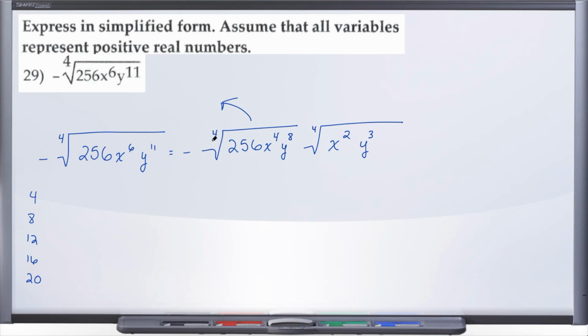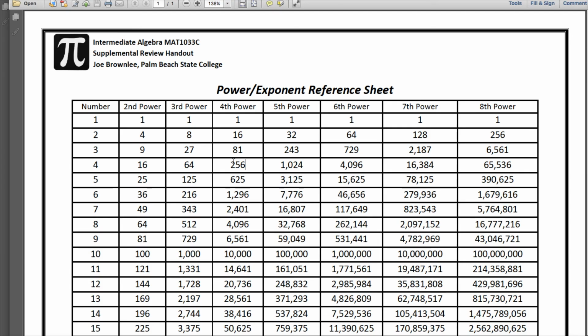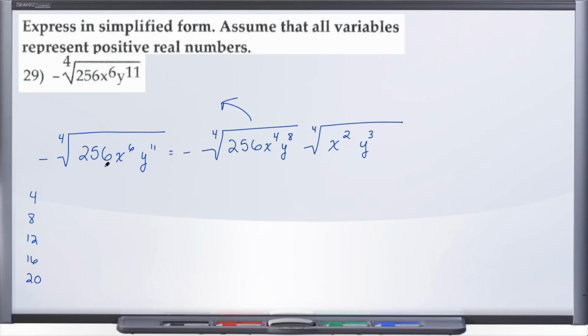So what is the fourth root of 256? Well, going back to our power reference sheet, we can see that the fourth root of 256 is 4. So, and don't forget this negative here on the outside. So we're going to go ahead and bring that down right away. And the fourth root of 256 is 4.